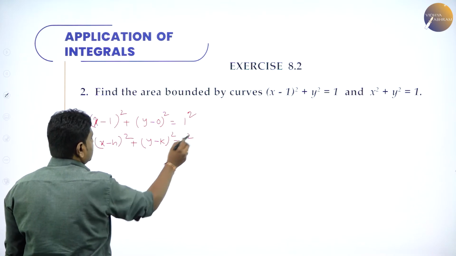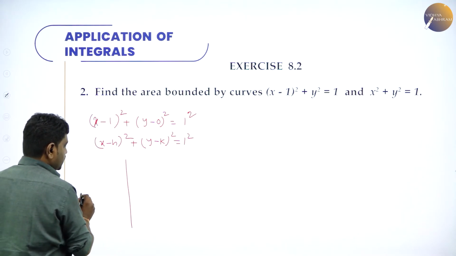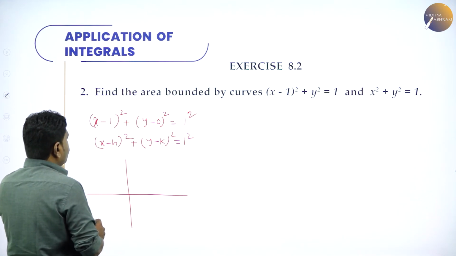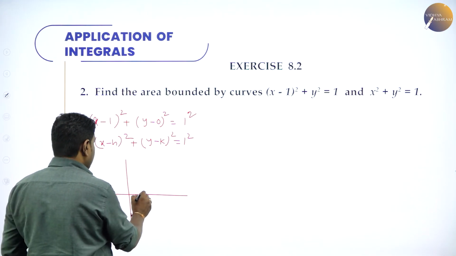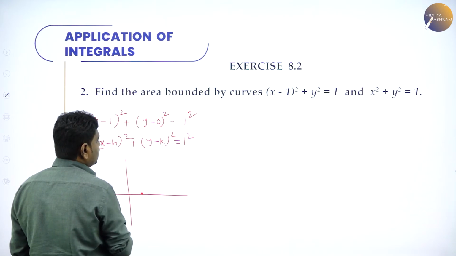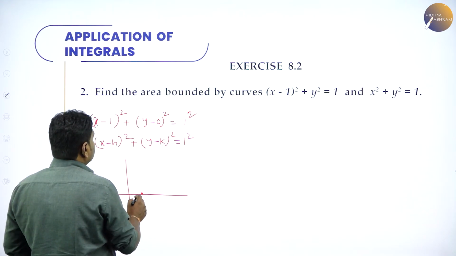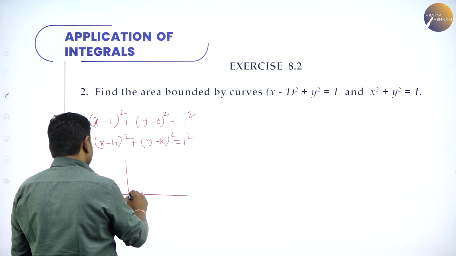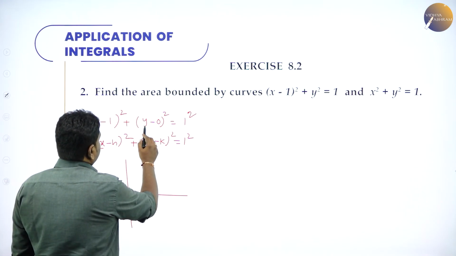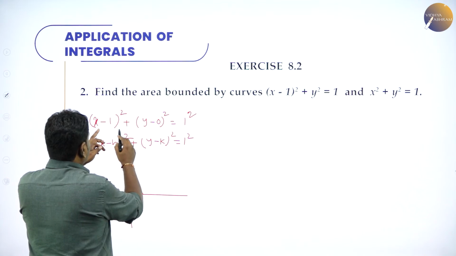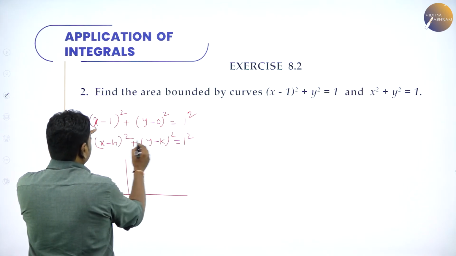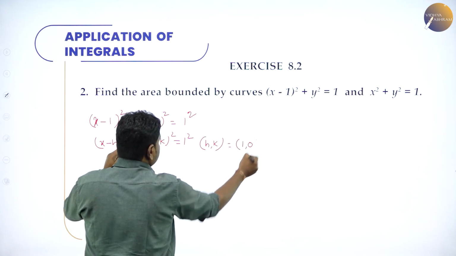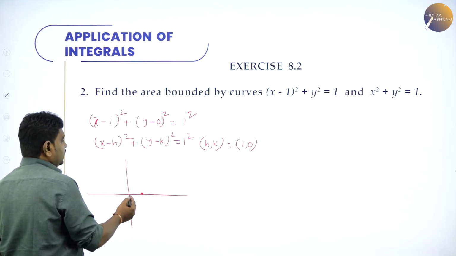This is a circle with center h comma k, that's what you have studied. The circle with center h comma k, and here the center is 1 comma 0. 1 comma 0 is a point on the x-axis. This is the circle center and the radius is 1 unit. So the circle touches the y-axis. For this circle, in the place of h comma k the center becomes 1 comma 0.